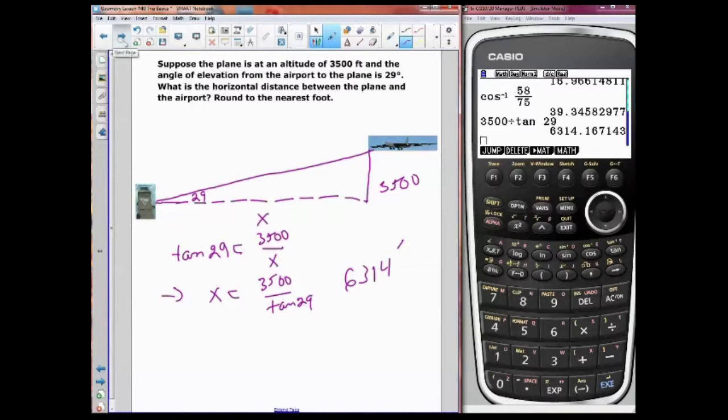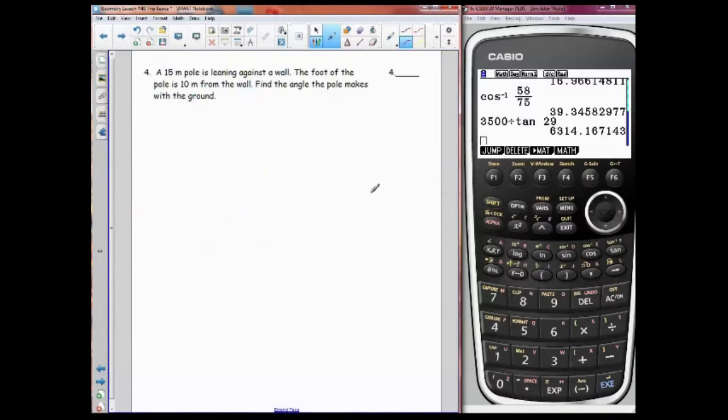And closing fast. Let's go to another problem. And you've seen this one like 3 or 4 times now. This is a very common trig problem. You've got a 15-meter pole leaning against the wall. Let me draw the wall first. Here's the wall.